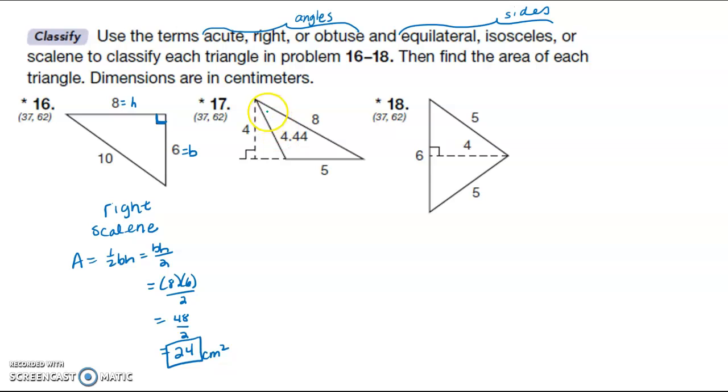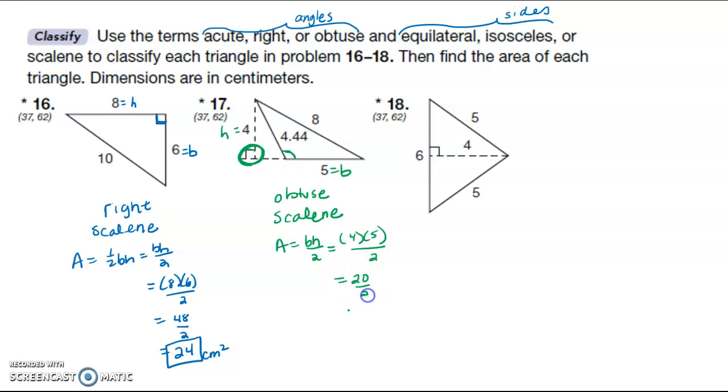Let me change colors here. All right, so this is an obtuse angle. It's greater than 90, so this is an obtuse triangle. It looks as though none of the sides are the same. So again, a scalene. And then area is equal to, again, base times height over 2. We know that the height has to make this 90-degree angle, so this is height, and this is base. So we have 4 times 5 divided by 2, which is 20 divided by 2, which is 10 centimeters squared.